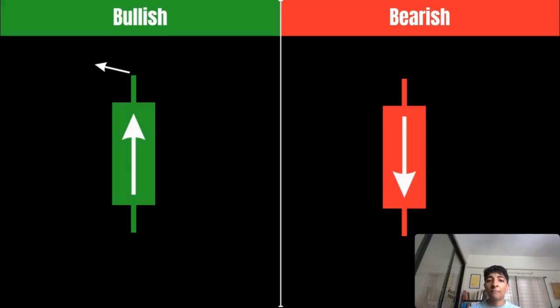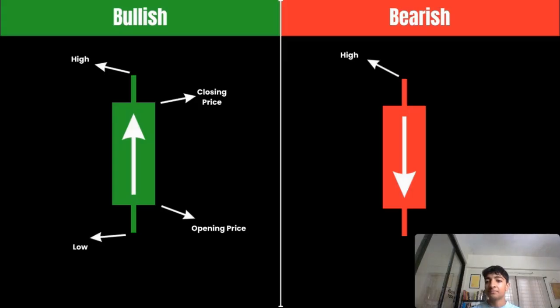So now I'll delve into how the candlesticks actually work. As you can see in the bullish candlestick, the highest point is at the top of the wick, while the lowest point is at the bottom of the wick. So this essentially means the lowest price it reached in the entire session and the highest point it reached. And the closing price is the price at which the market closed, while the opening price is the price at which the candlestick opened.